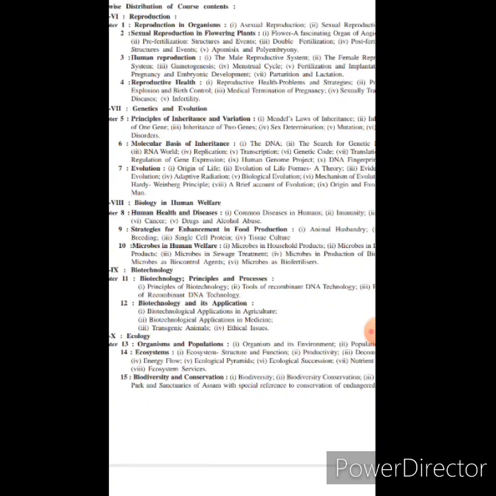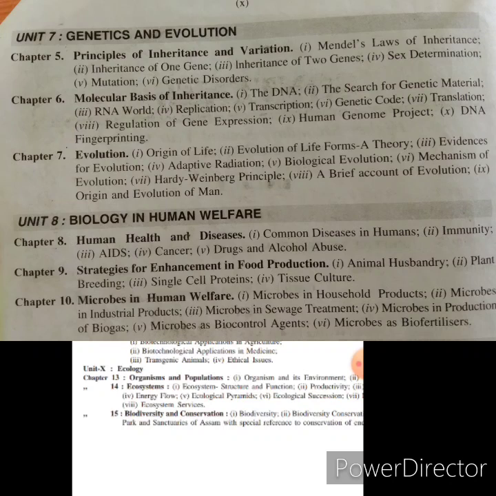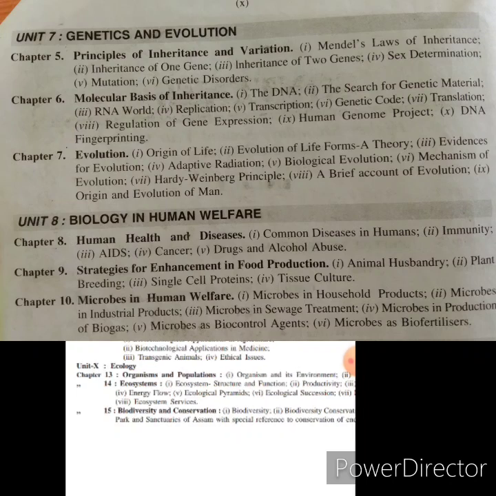Then botany will now carry genetics and evolution, and here is chapter number 7. So it is evolution. Till now we have 3 chapters in botany. The first one is reproduction in organisms, that is a brief overview of the organism's reproduction process. Then chapter number 2 is sexual reproduction in flowering plants or angiosperms. And the next one is the evolution chapter.